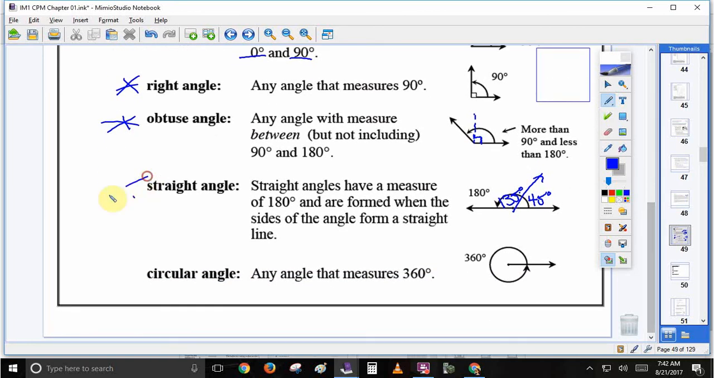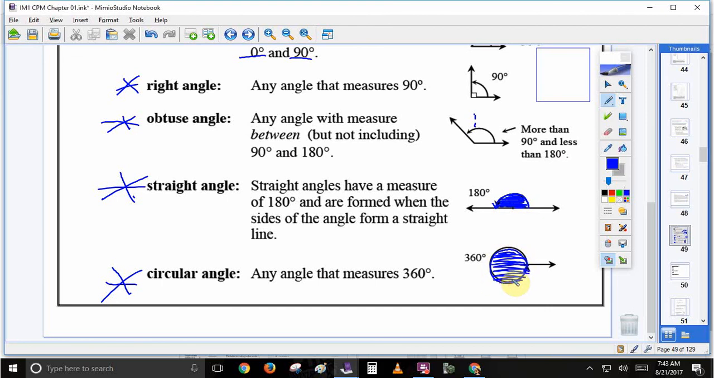The final one here is called a circular angle. It's any angle that makes a measure of 360 degrees. And in math, the typical convention for this is to measure counterclockwise. So we go around the angle, we get back to the original part, and we get a full circle, which is 360 degrees. You'll notice that up here, when you do 180 degrees, you have half a circle. When you do 360 degrees, you have a full circle.